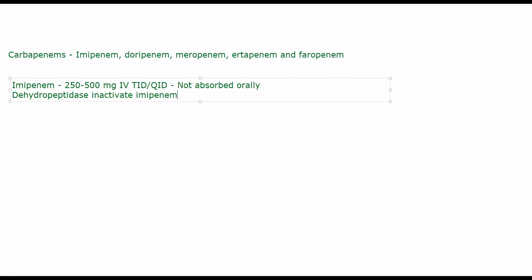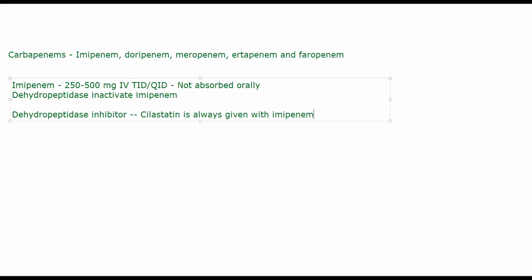imipenem. Because of this, you'll have to give another type of drug with this, like we gave a beta lactamase inhibitor, similarly a dehydropeptidase inhibitor. So a dehydropeptidase inhibitor, like cilastatin, is always given with imipenem. Always you will find the combination of cilastatin and imipenem being given together. Now, you can find other drugs as well which are better than imipenem.